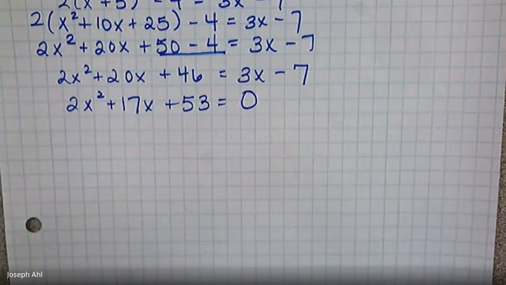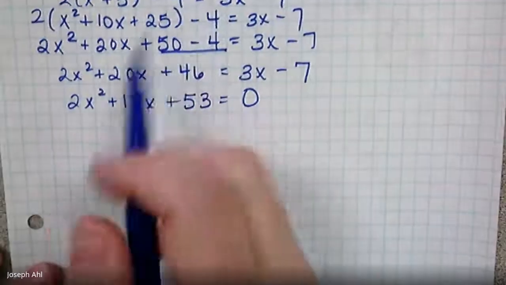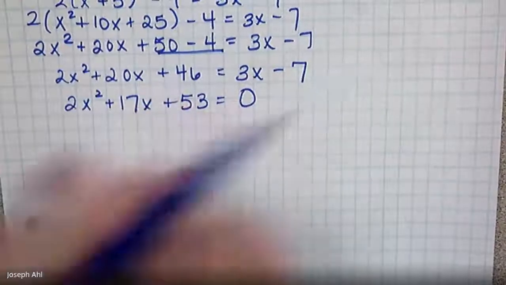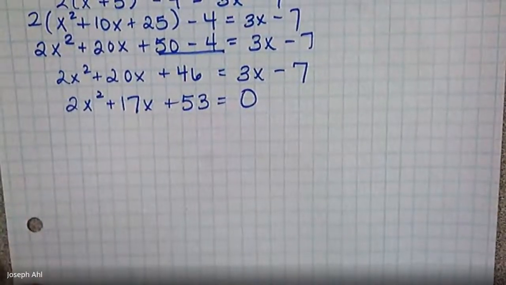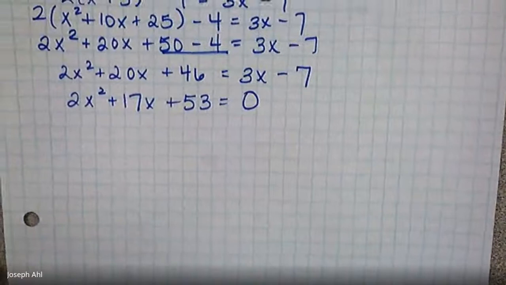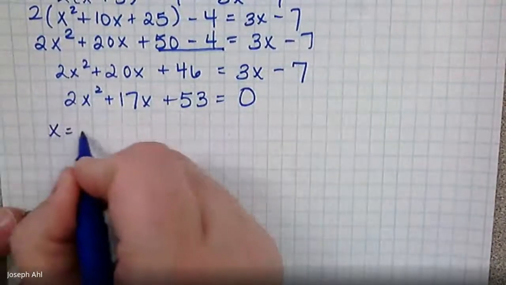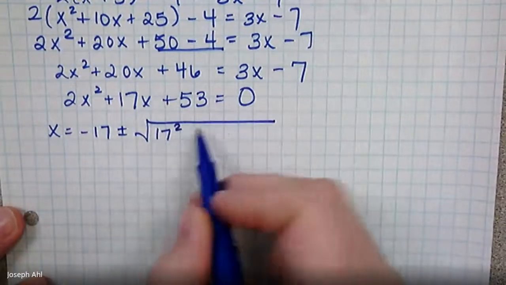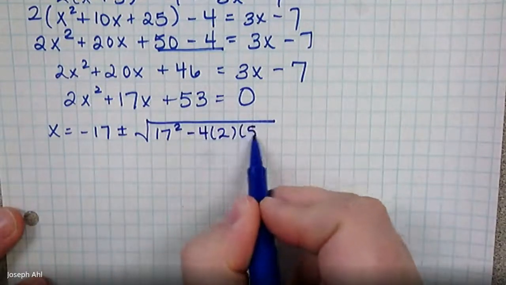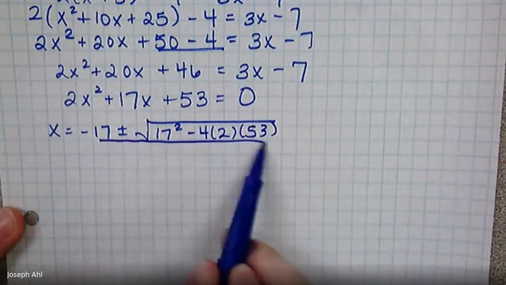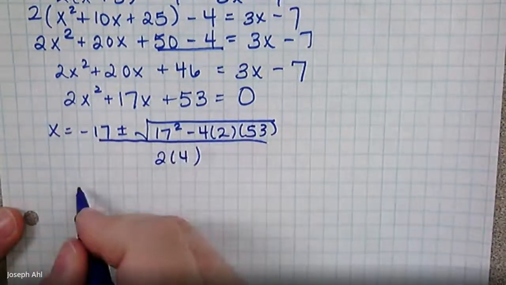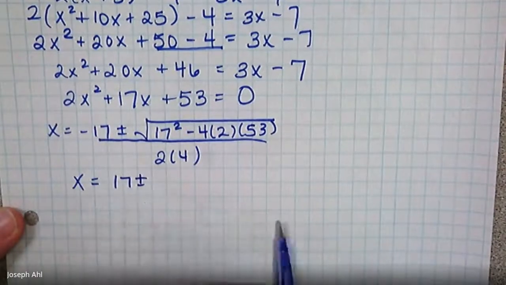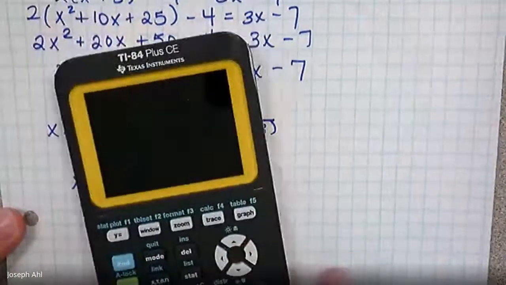So things that multiply to 53, I'm pretty sure 53 is prime. So I'm not thinking that I'm going to be able to work with the factors of 53 and 2 to somehow magically get 17 in the middle. So I guess we got to do quadratic formula. Okay, so we're going to do x equals negative b, which is negative 17, plus or minus the square root of b squared, 17 squared, minus 4 times 2 times 53, all over 2a, 2 times 4. Okay, so x equals negative 17 plus or minus, let's see what that number is under the radical here.